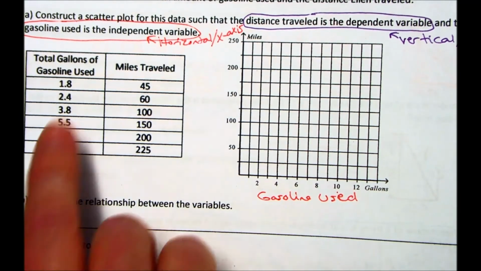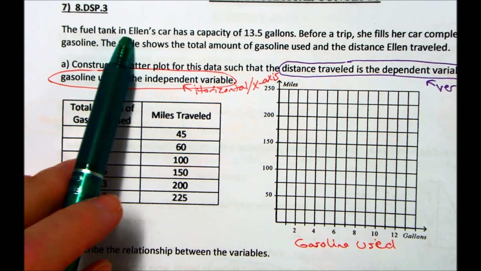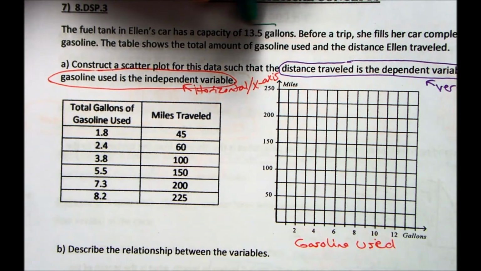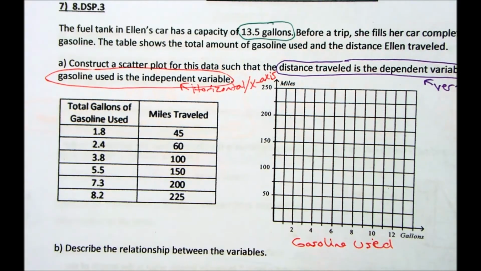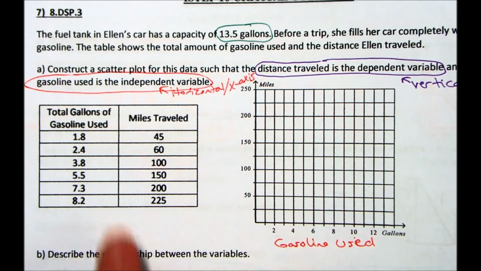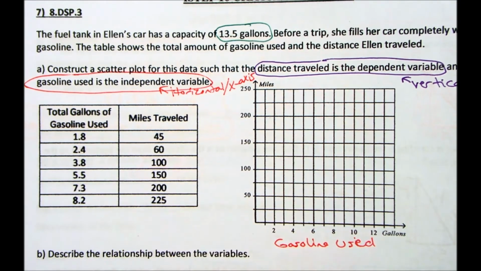So this is Ellen. Ellen's fuel tank holds 13.5 gallons. Before the trip, she filled it up completely with gasoline. And so the table shows us the gallons of gasoline used versus the miles traveled.